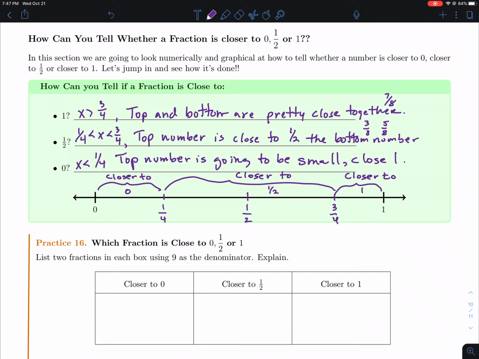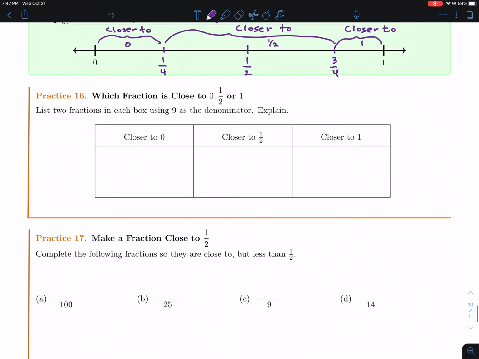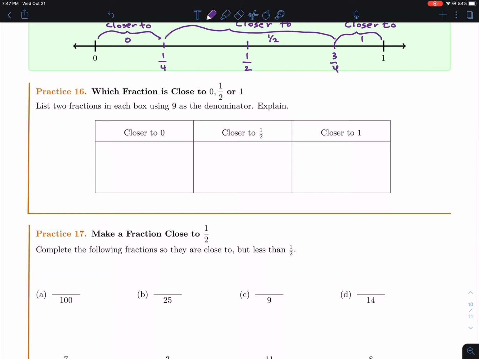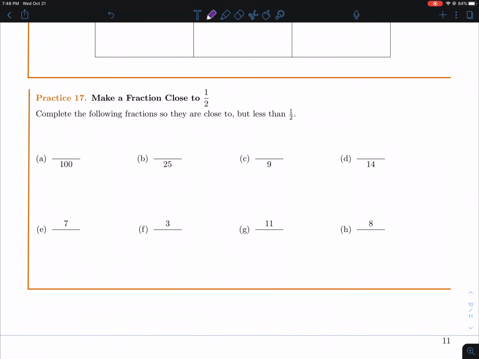All right. So I've got a bunch for you guys to actually practice on here. Practice 16 is going to be, using the denominator 9, try to write 2 fractions in each box that are close to 0, close to 1/2, closer to 1. And then 17, it's just giving you either the bottom or the top number.